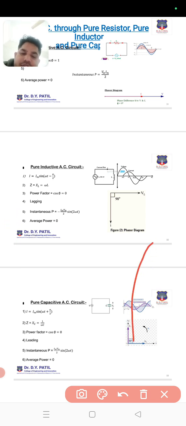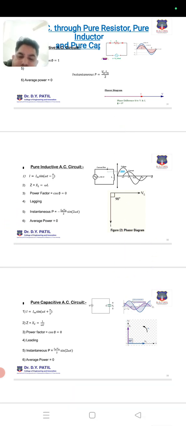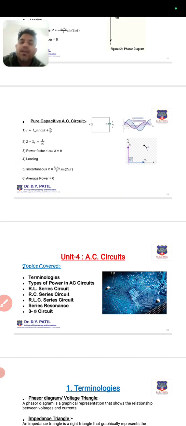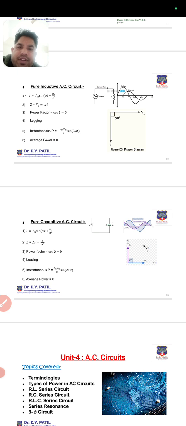The second is pure capacitor. The derivation of the pure capacitor is very simple, like the inductive one. For a capacitor the phase difference is always positive, because the current is leading, and for an inductor the phase difference is always negative, because the current is lagging.